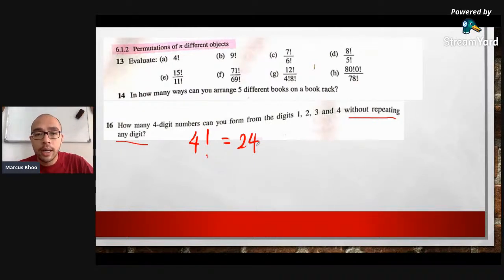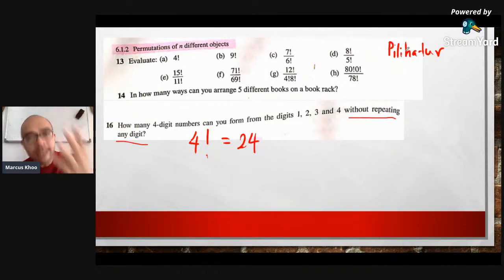I just want to mention that the word permutation in Malay is called pilih atur. And pilih atur, if you think about it, is actually two jobs. First you choose the numbers and then you arrange them. How many arrangements can you make? That is basically what permutation is. So if you have 4 numbers, you want to choose all 4 and arrange all 4 numbers, then you use 4 factorial. It's just very basic factorial work. Nothing very complicated over there.